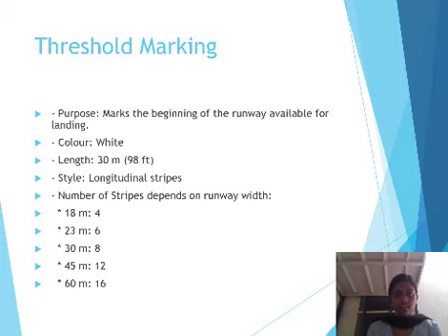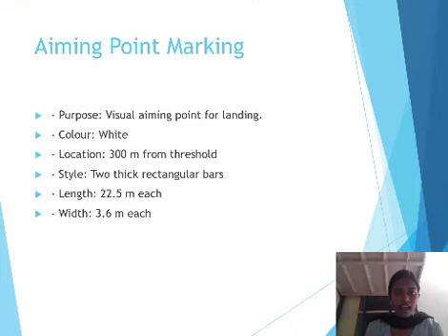So next is aiming point marking. The purpose is the aiming point for landing. Its color is white and the location is 300 meter from the threshold. The style is two thick rectangular bars, with a length of 22.5 meter each side and a width of 3.6 meter each side.